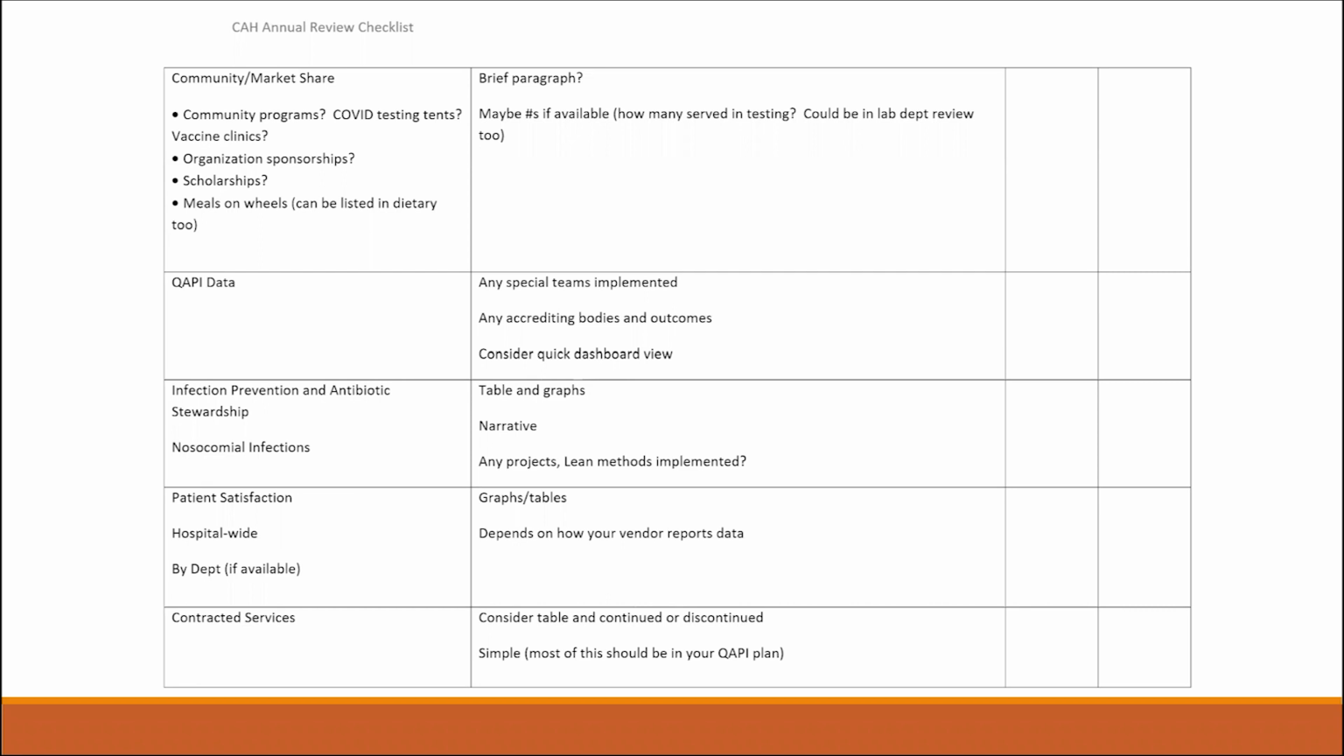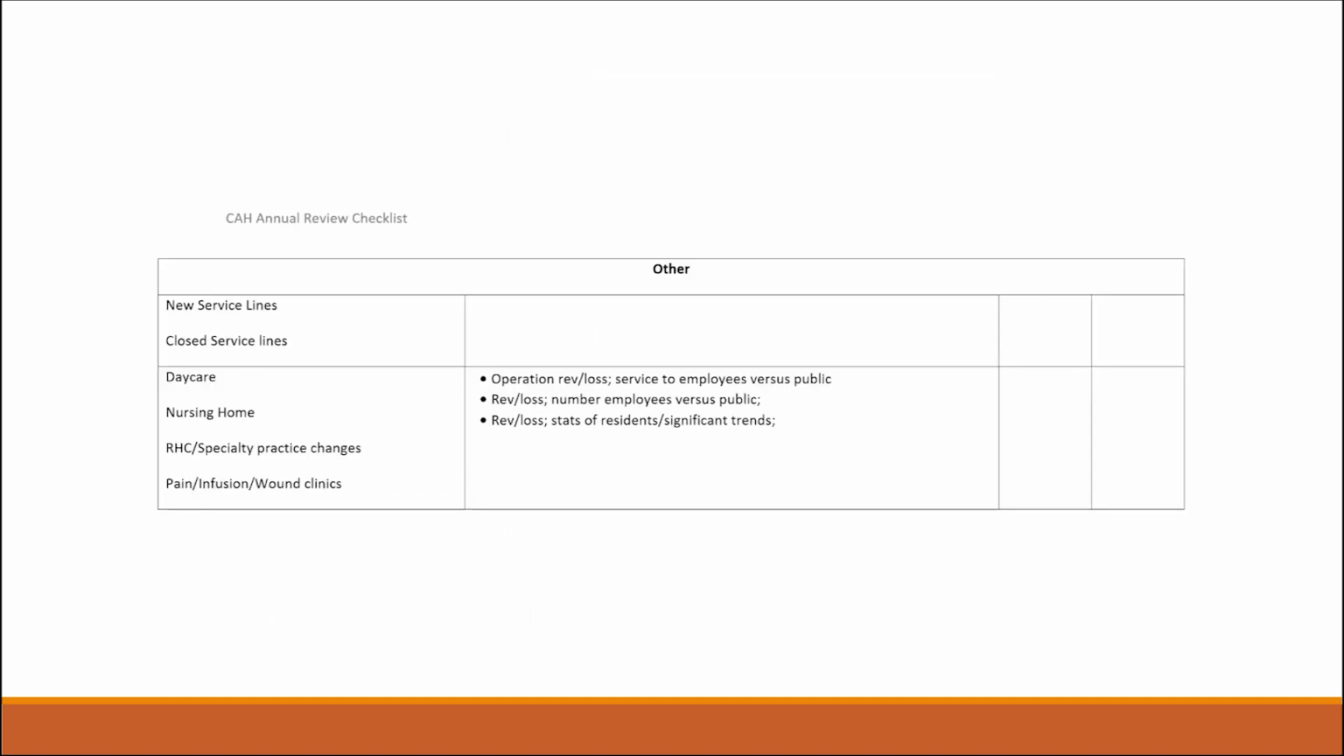As well as our community and market share. I think this is definitely where we thrive, because of our communities. We want to show what we were able to do, especially during such a stressful year. Obviously, our QAPI and infection control and our patient satisfaction, like we talked about earlier. And again, just an evaluation of our contracted services. And then, did we have any other things that we offer? Pain, wound, infusion centers. Again, did we have a COVID clinic? Did we have a COVID drive-through? Looking at new service lines, closed service lines, or changed service lines overall.